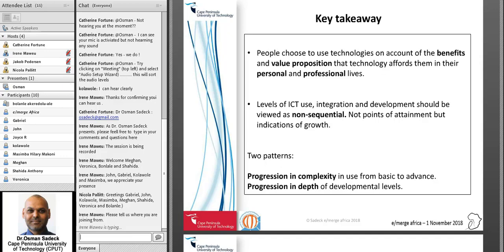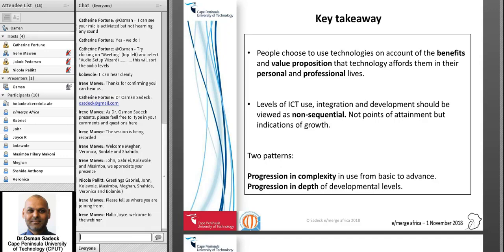the levels of use of ICT, the integration and development should be viewed as non-sequential. It's important because as we go through this presentation, I try to argue that it is not a step that goes from one to the next to the next. More importantly, I wanted to point out that these are not points of attainment, not something where you get there and say, I'm done and dusted. But these are indications of points of growth.